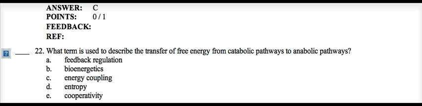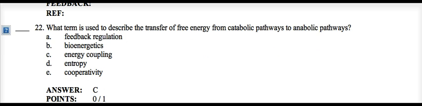Okay, number 22. What term is used to describe the transfer of free energy from catabolic pathways to anabolic pathways? So from breaking down to more of a synthesis. Feedback regulation, bioenergetics, energy coupling, entropy, or cooperativity. What do you think? Ding, ding, ding. Energy coupling. So that's what we were just talking about.